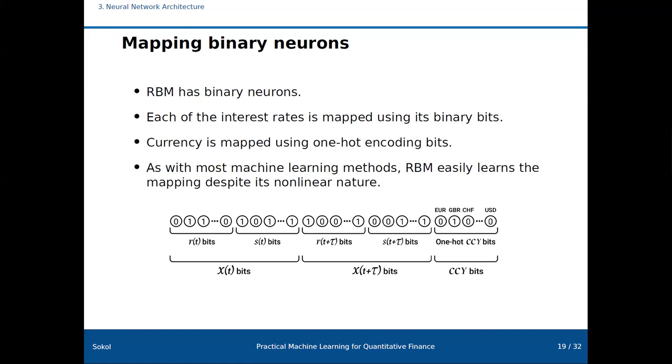Okay, now, as we already discussed, these neurons of the RBM are binary. However, interest rates are continuous. So how do you map them? Well, what you do is you map them using essentially binary bits. In fact, machine learning in general, or specifically the RBM, is so good at learning these relationships that you really don't need to worry, even with scarce data, about trying to represent it in a different basis. What we're doing here is taking the interest rate and mapping it to a binary representation in a particular range.